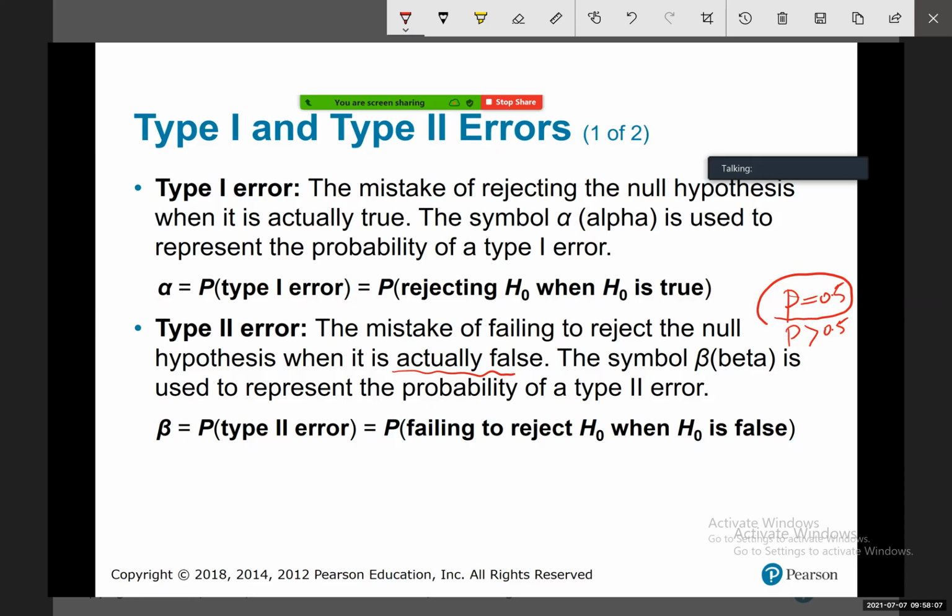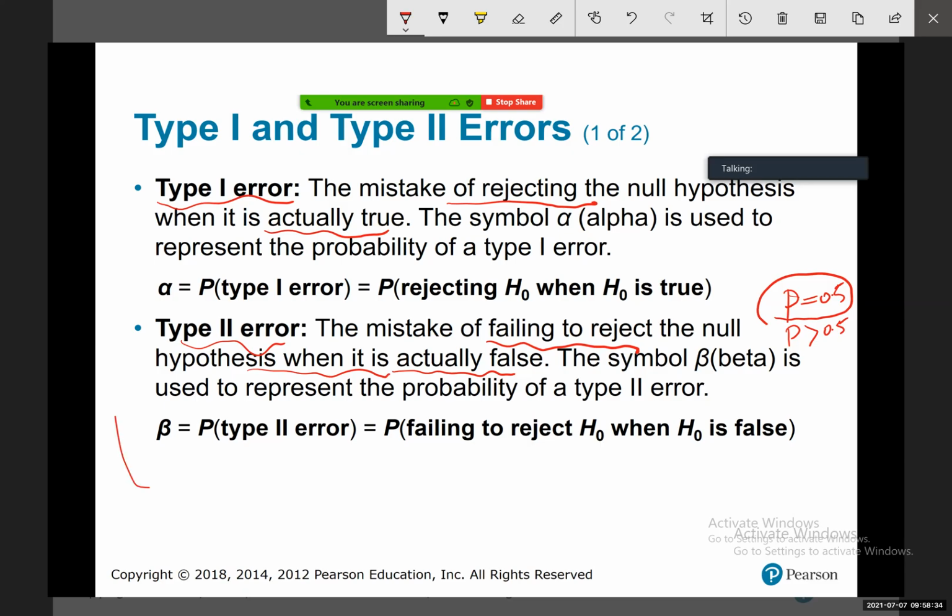So basically any decision you make, if it involves rejecting the null, it's type 1 error, where the null could actually be true. And when you fail to reject a null, then it's type 2 error, where the null hypothesis could have actually been false.